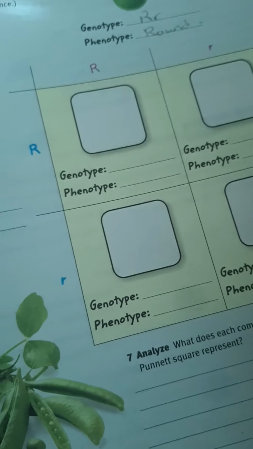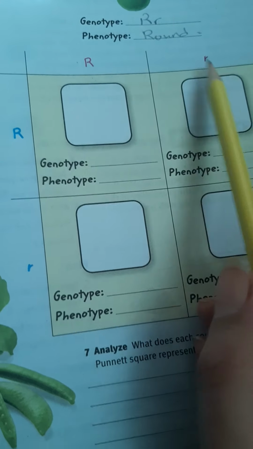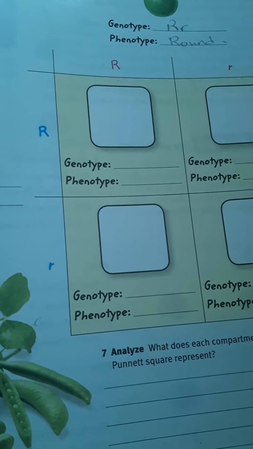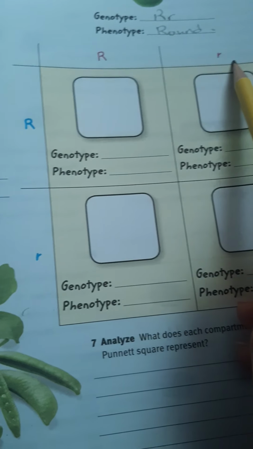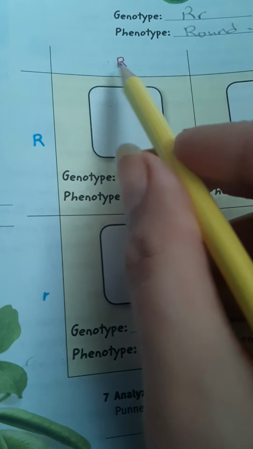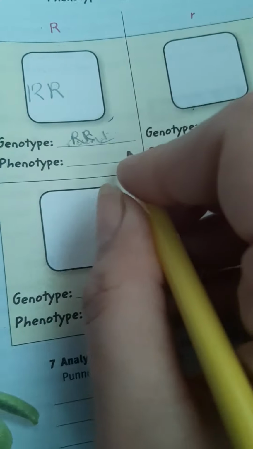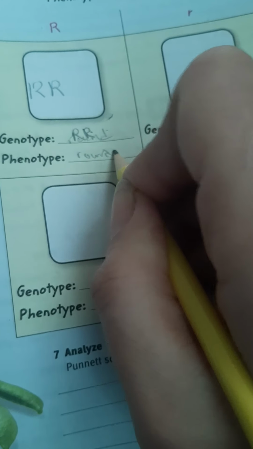Now, as we said, we have to separate the two genes from each other, okay, for each organism. Now we have R capital R small in here, R capital R small. We have to cross them together. What's the result of this cross? The R capital with the R capital, it's R capital, R capital. The genotype is R capital, R capital. The phenotype, they are round, okay?